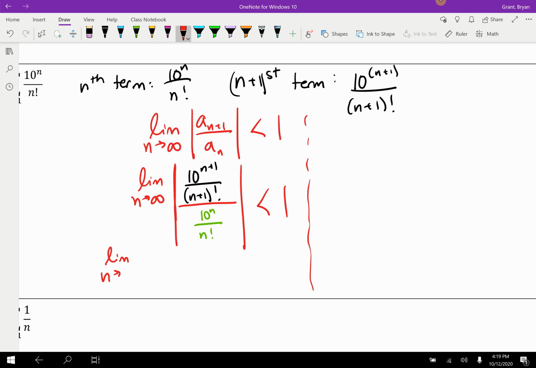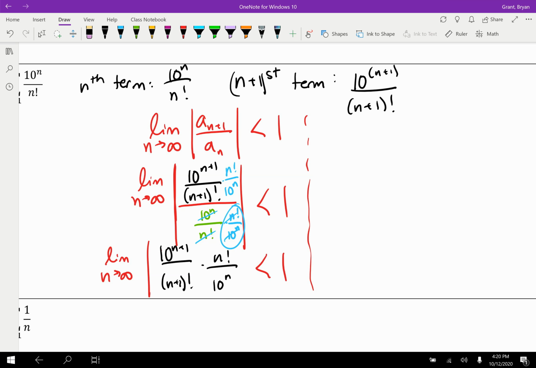The first thing we're almost always going to do when we simplify is multiply by the reciprocal of this denominator. So when you multiply by the reciprocal, n factorial over 10 to the n, that of course will cancel everything out here. But to keep a fraction equal, whatever you multiply the denominator by, you need to multiply the numerator by that as well. So we end up getting, and that absolute value is pretty important, 10 to the n plus 1 divided by n plus 1 factorial times n factorial divided by 10 to the n. And this whole thing still needs to be less than 1.